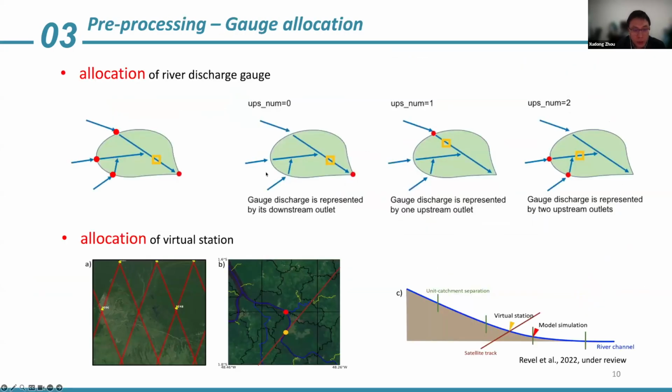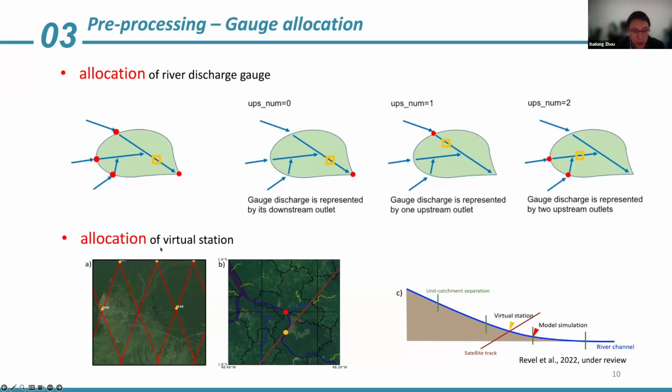But before using the different kinds of data, we have to do some pre-processing. For instance, for the river discharge, we have to allocate them to a proper location compared to the river, compared to the model settings, and the details can be found in the paper. And this is for river discharge.